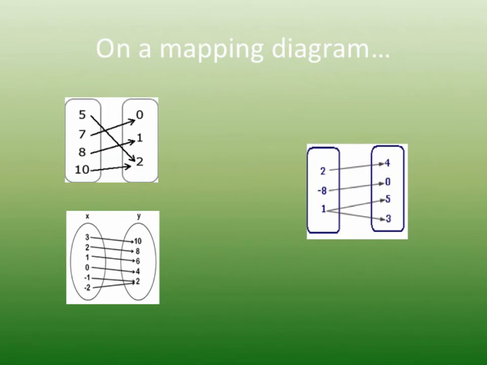A mapping diagram is a final way to represent a relation. The diagram maps an input to an output using arrows. In the first diagram on the left, you can see the 5 maps to 2, the 7 to 0, the 8 to 1, and the 10 to 2. Again, it is predictable. Every input maps to one and only one output, as indicated by the single arrow coming from each input. How can you tell the diagram on the right is not a function?